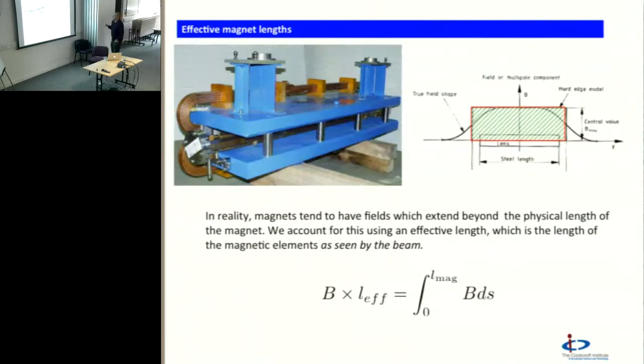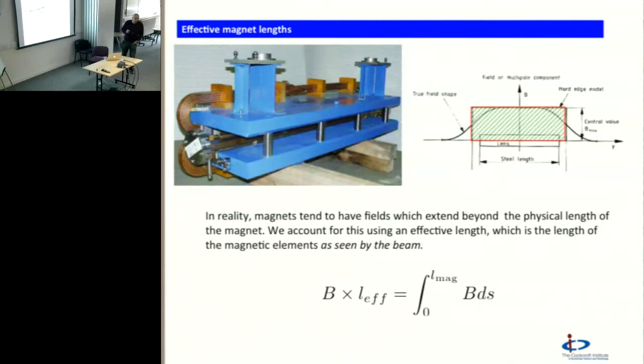We've changed our equations of motion to have s as the independent variable, but it's not the case that when you enter a physical magnet, the field suddenly starts. In reality, here we have, for example, a dipole, and here we have the field of the dipole as a function of length. This here denotes the length of the steel, and this is the true field shape seen by the beam along its path.